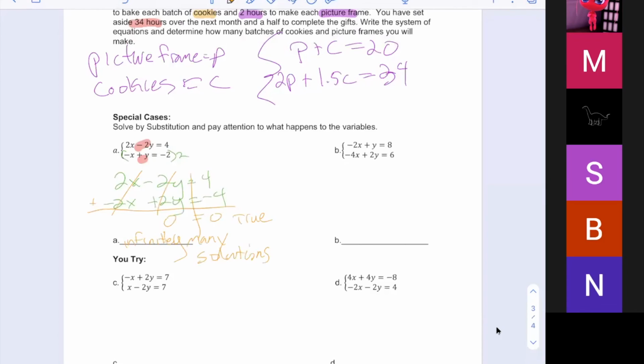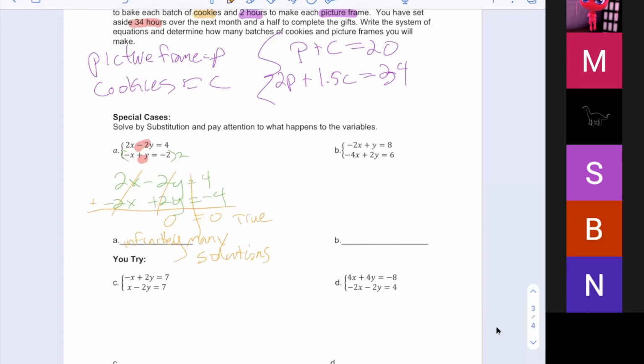Again, this is similar to substitution. When we did substitution, the variables were eliminated and we had something true. Well, elimination is the exact same idea. Notice the variables are eliminated, and this time we have a true statement, which is infinitely many solutions. Let's check out B.